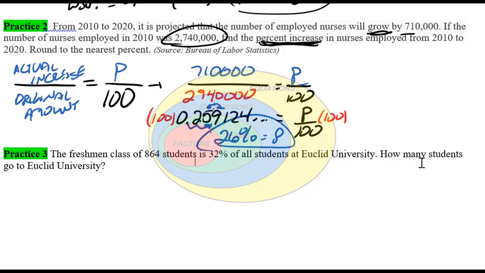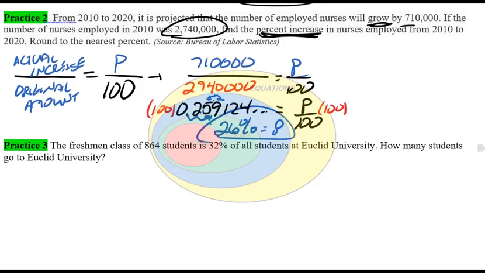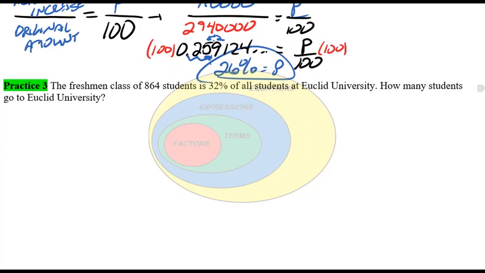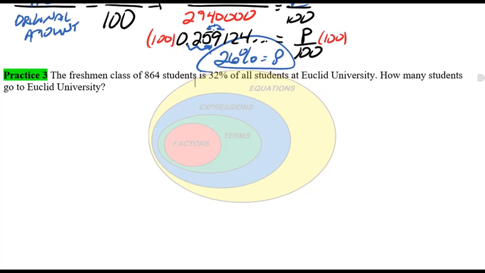All right, let's look at the next problem. Again, we're just trying to determine what's being compared in the ratio. Some problems are laid out pretty nicely. It says the freshman class of 864 students is 32% of all students at Euclid. This is actually pretty nice because the freshman class, or this 864 students, is 32%.